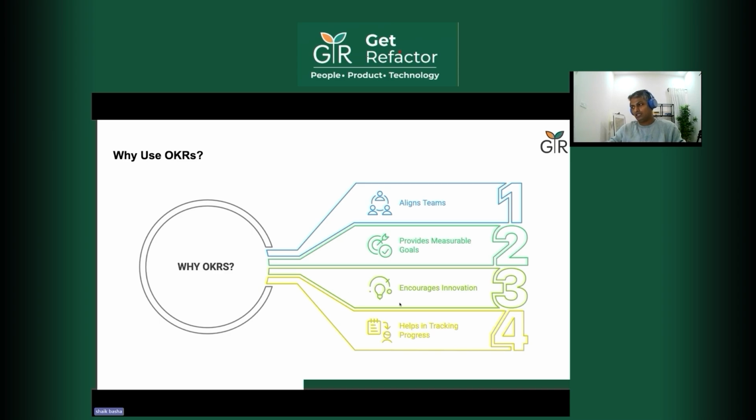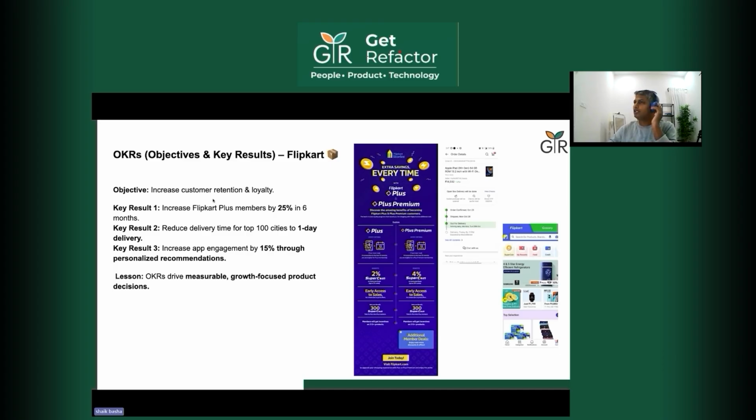It also encourages innovation because you are not telling them what to do exactly; you are telling them what to achieve. They are the owners of that objective, and they come up with innovative ideas on how they are going to achieve it. You don't have to dictate how it has to be done at every stage, because the leaders and the people who are responsible and accountable will be able to take action.